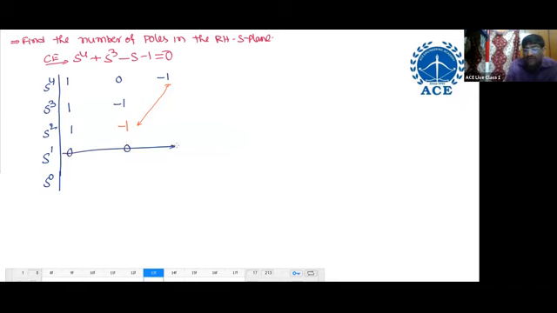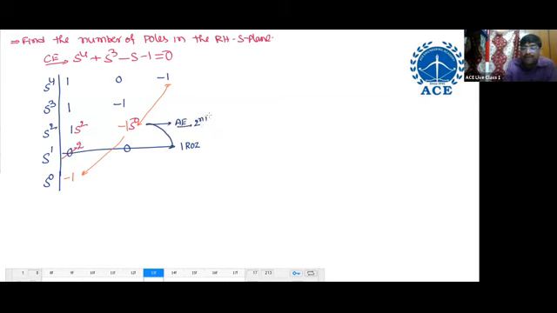One time row of zeros. Then this is the s² row, this is the s⁰ row. That means here 2. Then shift diagonally, here it becomes minus 1. So now tell, how many sign changes in the first column? Only 1. So what is the order of the auxiliary equation here?